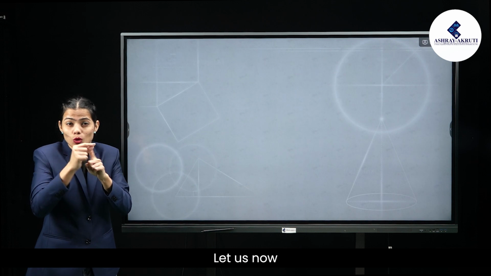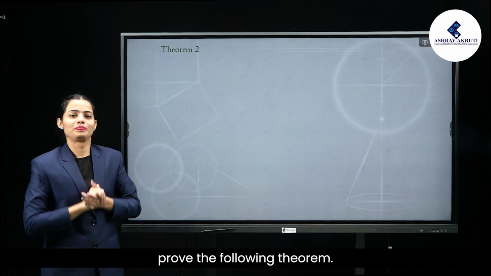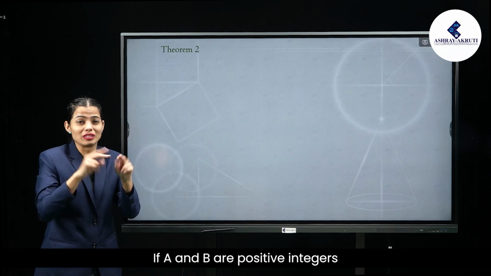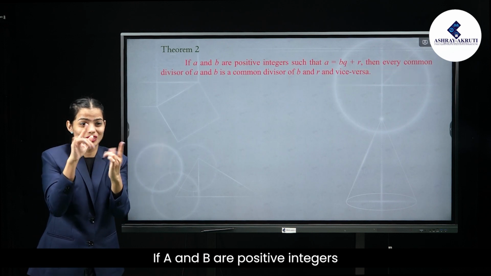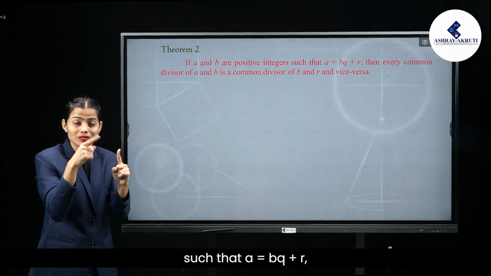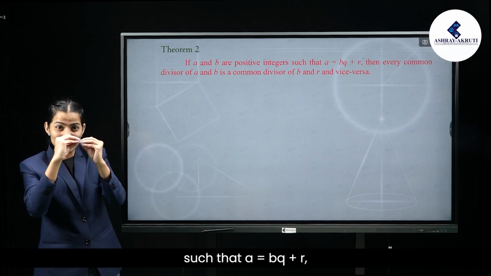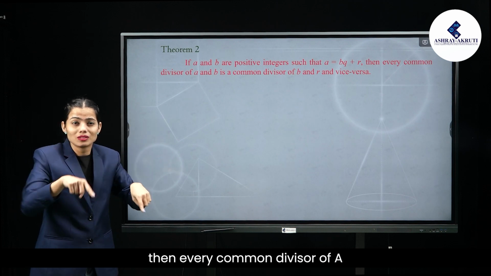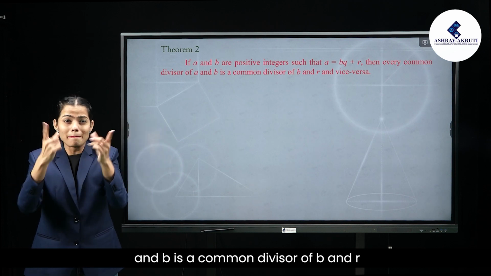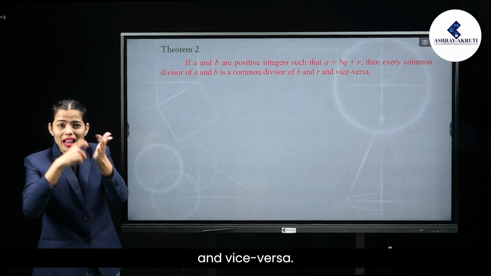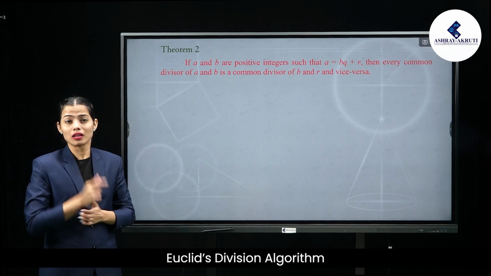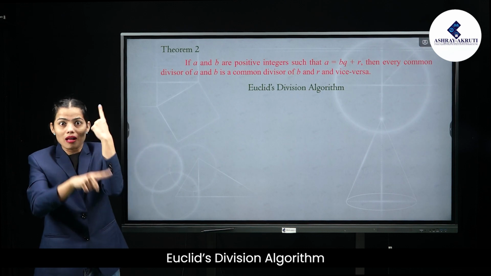Let us now prove the following theorem. Theorem 2. If A and B are positive integers such that A is equal to BQ plus R, then every common divisor of A and B is a common divisor of B and R and vice versa. Euclid's division algorithm.